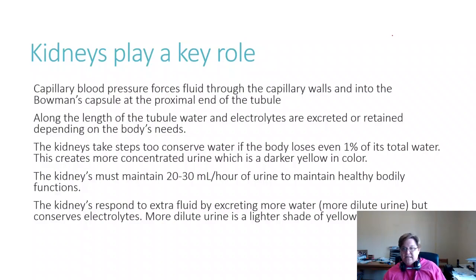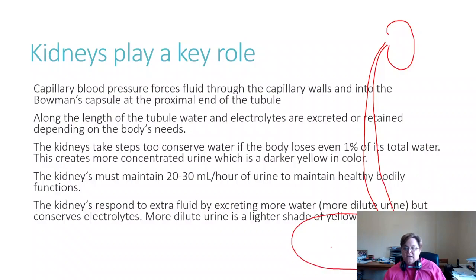So we have our kidney, and then we get a nice ureter that goes down to the bladder, right? Whoops, I'm not a very good drawer. Please remember that. I'm horrible, actually. And then there's our bladder. Well, the Bowman's capsule is inside the kidney. We've got all these little spaces in the kidney, and the Bowman's capsules are even smaller than those spaces. But the capillary blood pressure forces the fluid through the capillary walls and into the Bowman's capsule at that proximal end of the tubule.